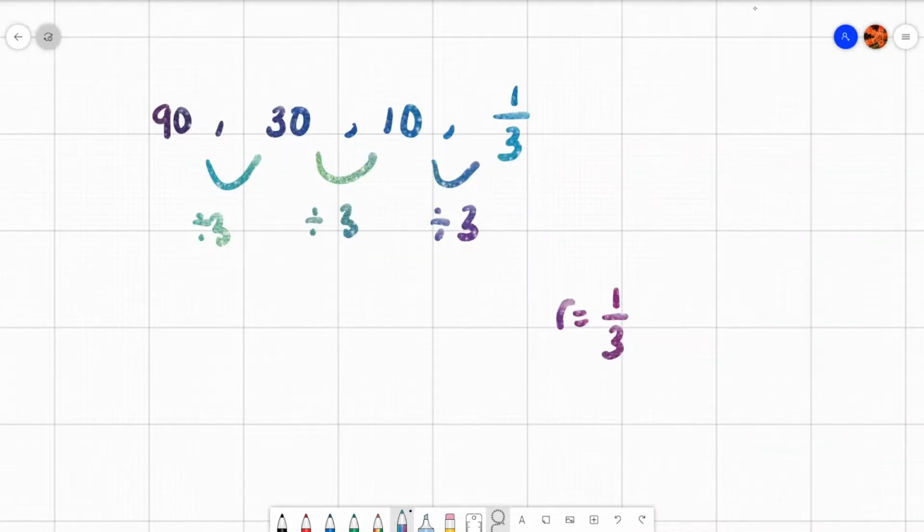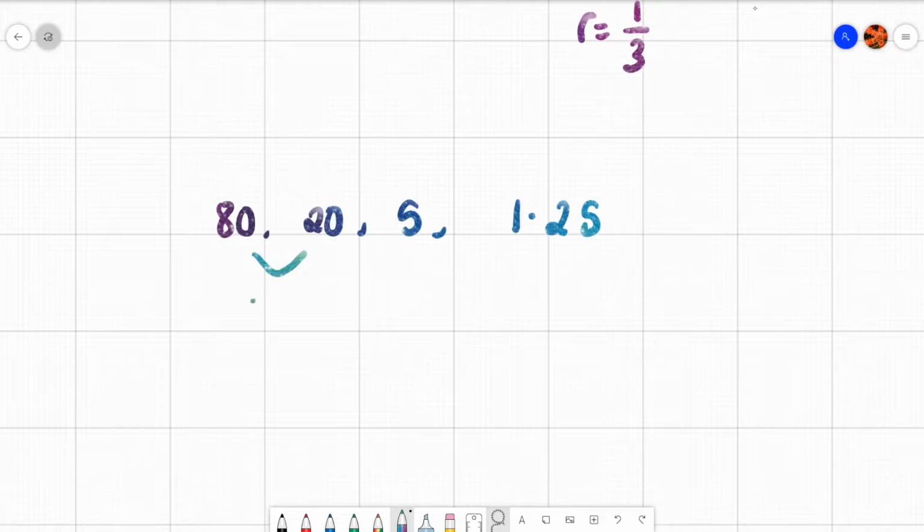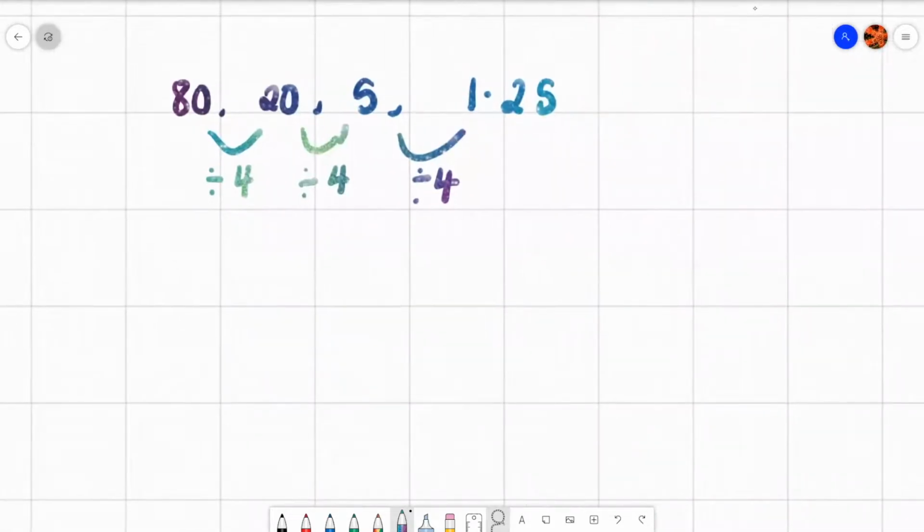Okay, so let's have a look at another sequence. So we've got 80, we've got 20, we've got 5 and 1.25. How do we get from one term to the next? Well, 80 to 20, I know I divide by 4. 20 divided by 4 is 5, and 5 divided by 4 is 1.25. So my common ratio is a bit silly to write as divide by 4. We never see that. So rather than writing divide by 4, we are going to write a quarter, because finding a quarter of something is exactly the same as dividing by 4.